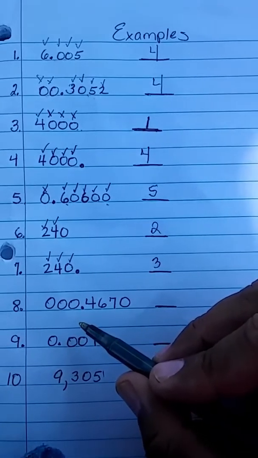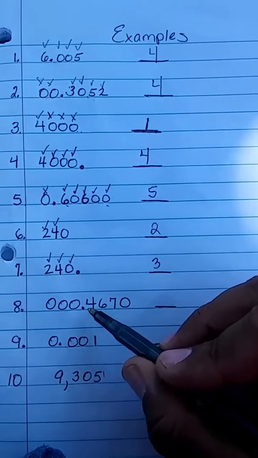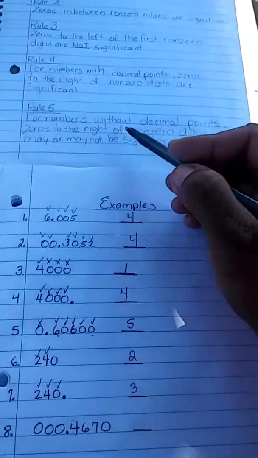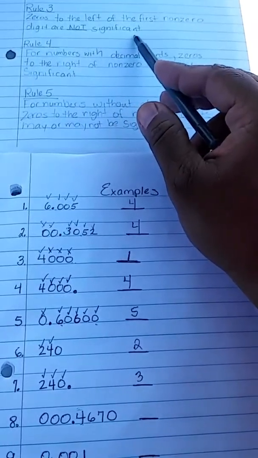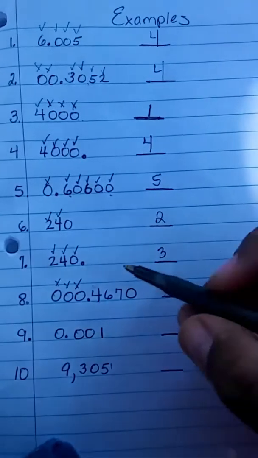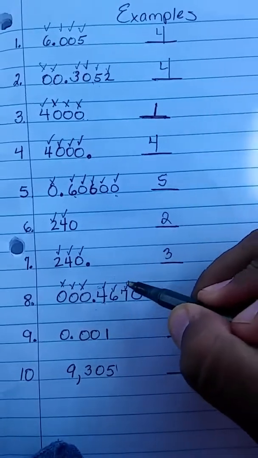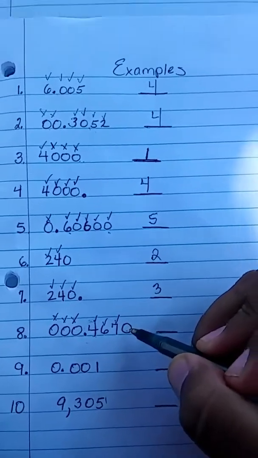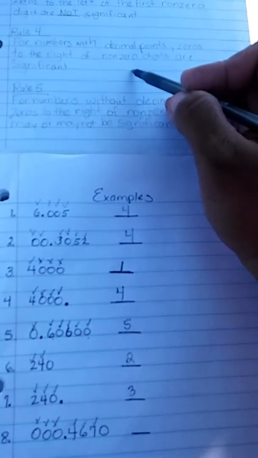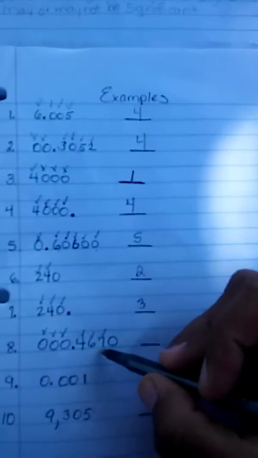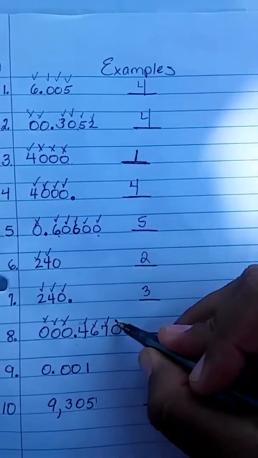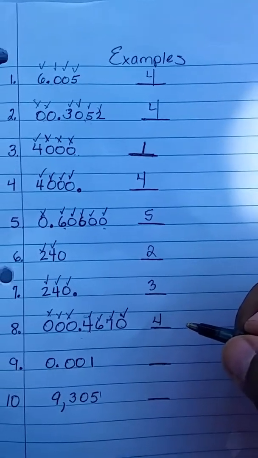For example 8, again, this is our first non-zero digit. It says any zeros to the left of that, and that is according to rule number 3, zeros to the left of the first non-zero digit, those are not significant. And then the 4, the 6, and the 7 will be, because they're non-zeros. This 0 will be significant according to rule number 4. For numbers with decimal points, zeros to the right of non-zero digits are significant. So here are some non-zero digits. This one's to the right. It has a decimal point, so therefore significant, making it a total of 4 significant figures.